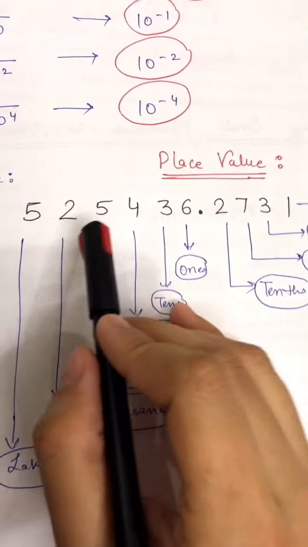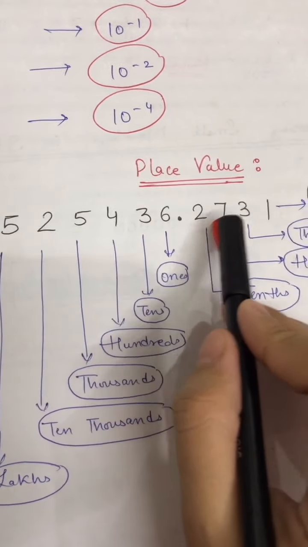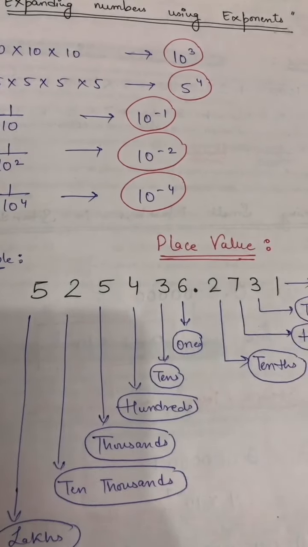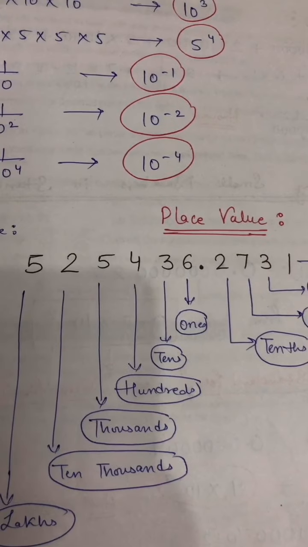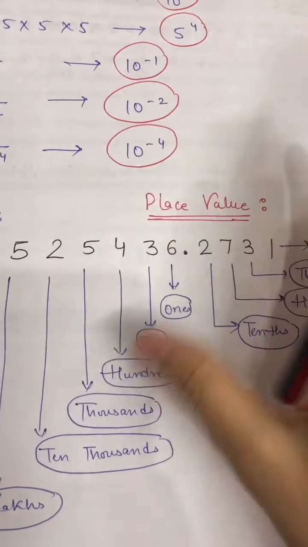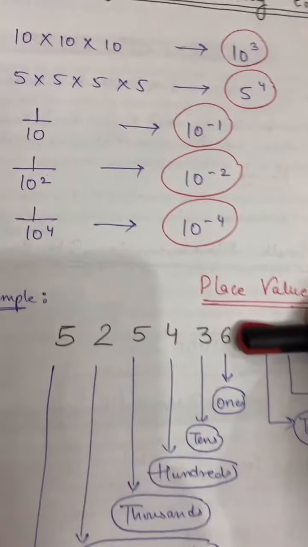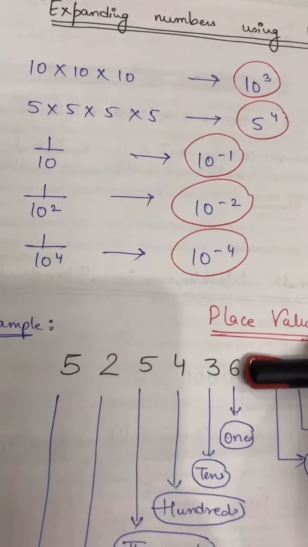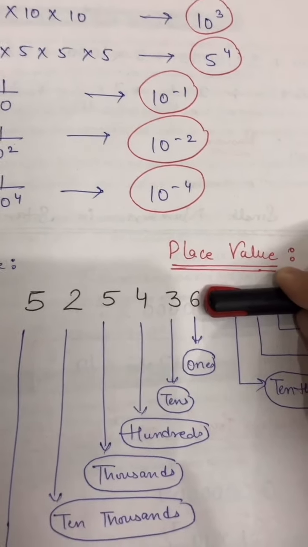This is the example I have taken: 5254336.2731. In the previous grades, there were questions where you have to write this in the expanded form. Up to before the decimal, you have done this question, how you can expand this in the form of 10 multiplied by 10 raised to power, multiplied by 100, multiplied by 1000. You know very well how you have done this.